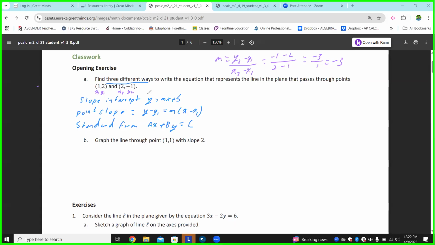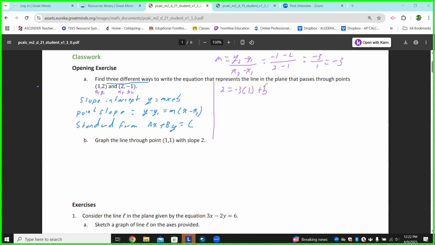Now, when you are plugging this in, it doesn't matter which point you use. Again, I naturally just default to the first one, but you could use the second one if you wanted to. So here we go. To put this in the slope intercept form, that would make it 2 equals -3 times 1 plus b. But before I move on any further, does everyone understand where these numbers just randomly appeared from?